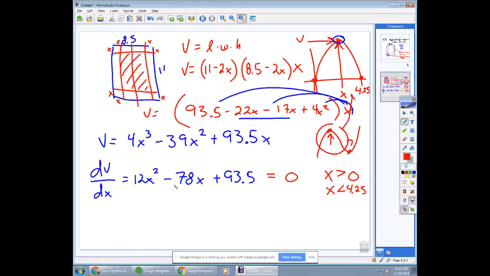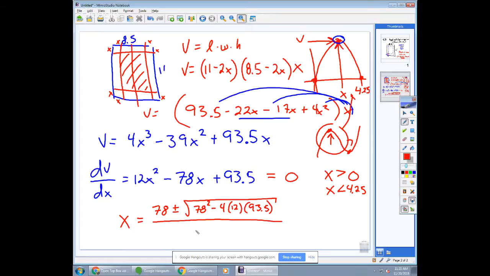That's true for sure. So we want to figure out what two numbers make this 0. One of them is going to be the relative max. The other is going to be the relative min. So really, we're at the clutches of the quadratic formula here. So x is going to equal 78 plus or minus the square root of 78 squared minus 4 times 12 times 93.5. And I could care less about simplifying that. I'm just going to plug this into a calculator all over 2a.